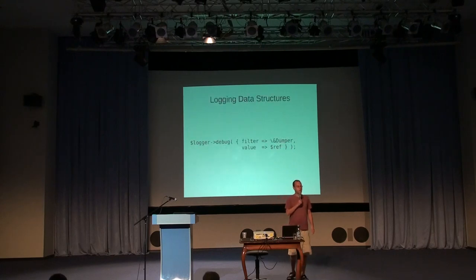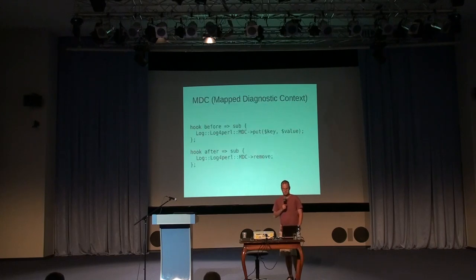And often we've got big data structures. If you've got a complex data structure and you just write the variable out, you'll get HASH(0x...) whatever, and that's no use. So you can use something like Data::Dumper to filter your output here. Filters are an annoying word, because I've already said we can use filters in the configuration, but here we're filtering something to customize how it's output. So filter has a couple of meanings there.